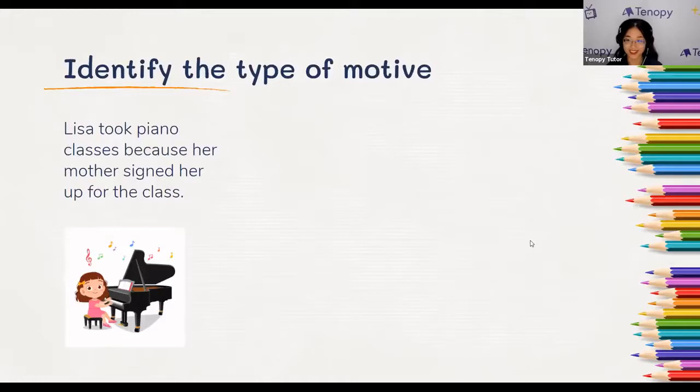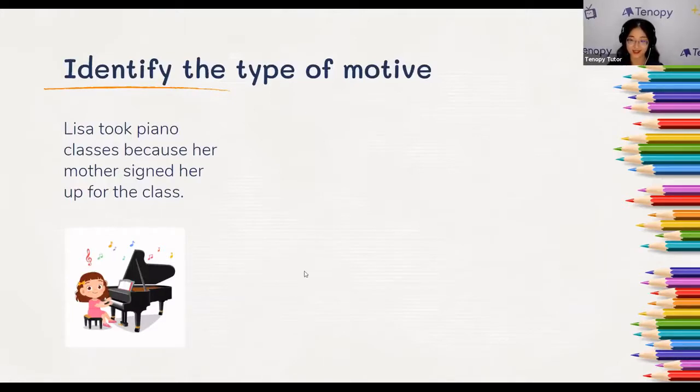Okay, Lisa took piano classes. That's the action. What's the reason for this action? Her mother signed her up for the class. How many characters do we have here? Two, right? Do both characters have an action here? Yes. Lisa is taking classes. Her mother signed Lisa up for the classes. So Lisa taking classes is the result of her mother signing her up for classes.